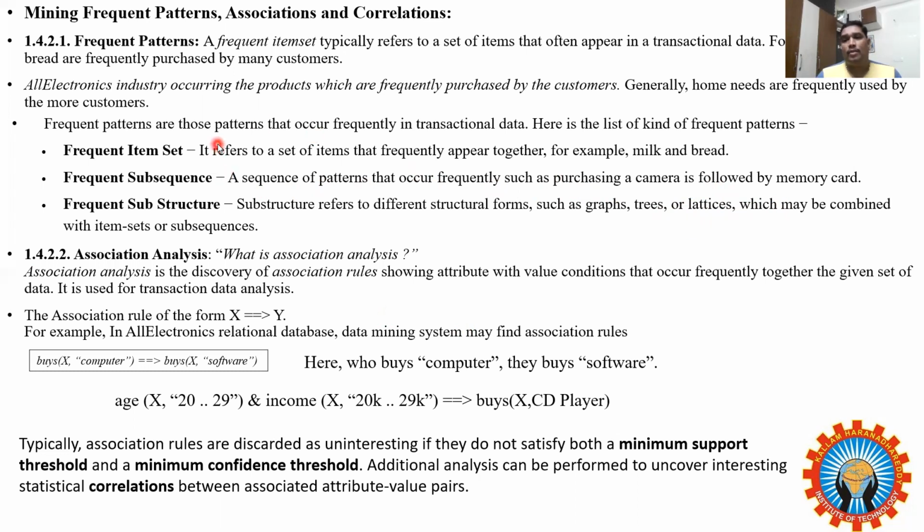Item set is if you are buying one thing, similarly you are buying another one. If you are buying one, automatically you are buying another one, that is called a subsequence. Substructure means with the help of graphs, trees, and subsequences, different structures come, and you are finding the substructure. Okay, next, association analysis.